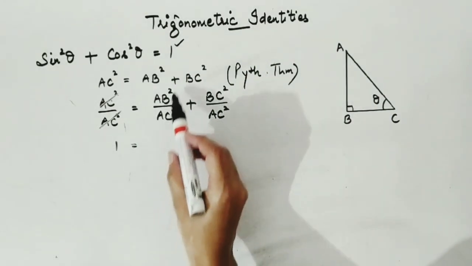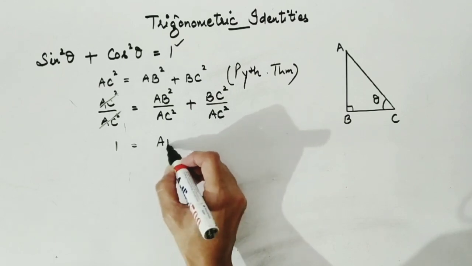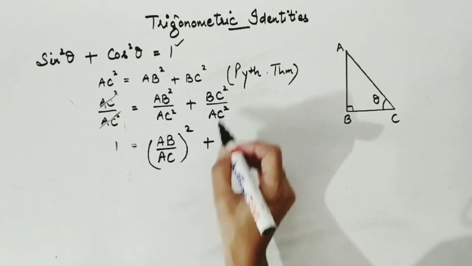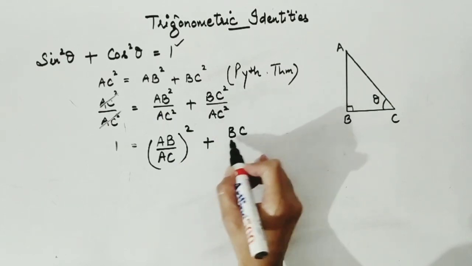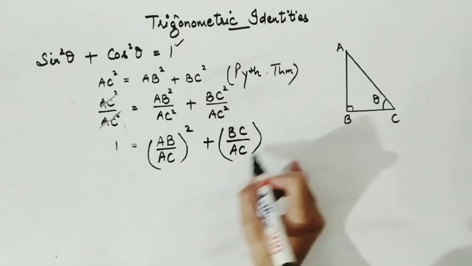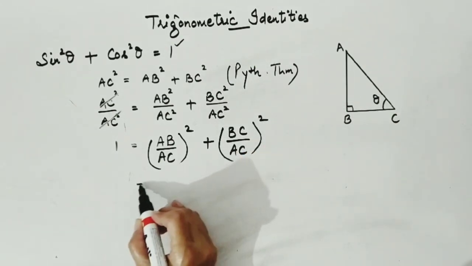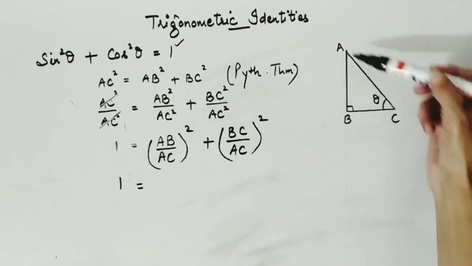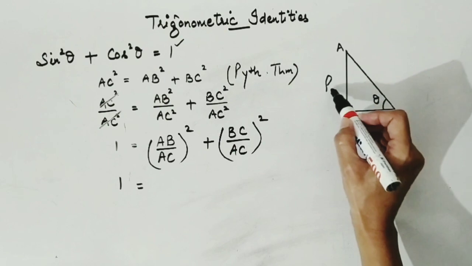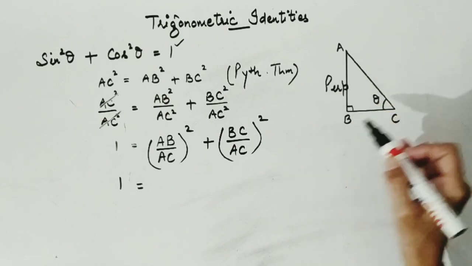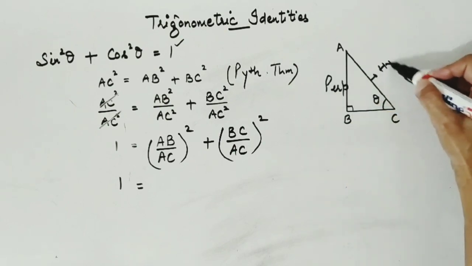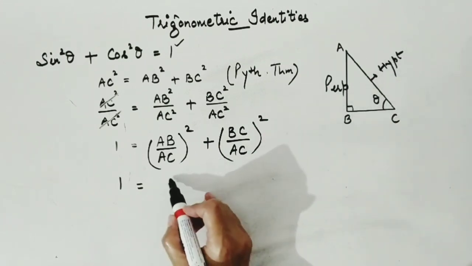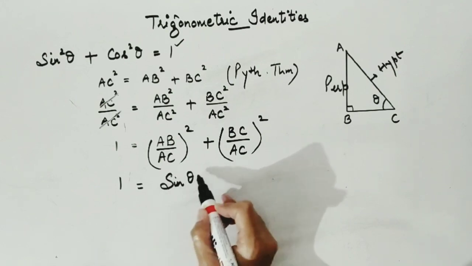Let's see, what is AB square by AC square? AB by AC whole square. BC square by AC square can be written as BC by AC whole square. Observe the figure now. AB by AC. What is AB? It's perpendicular. What is AC? This was the hypotenuse. What is perpendicular upon hypotenuse? That ratio is sine of theta.